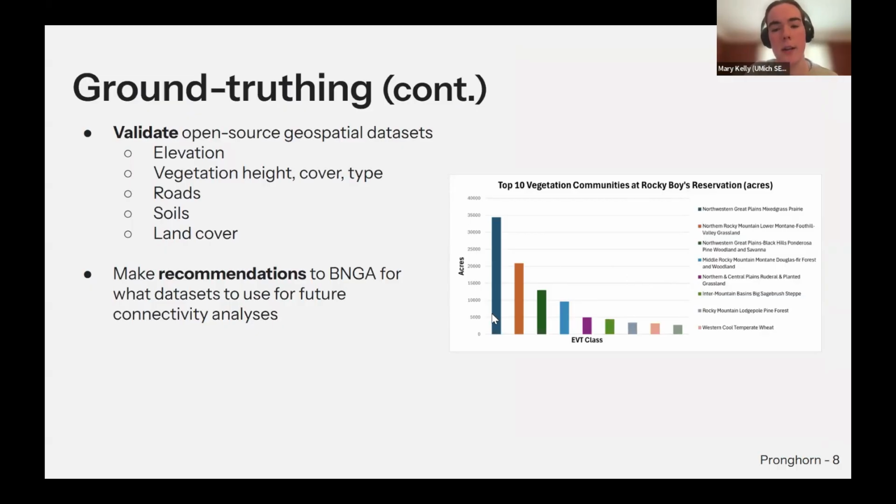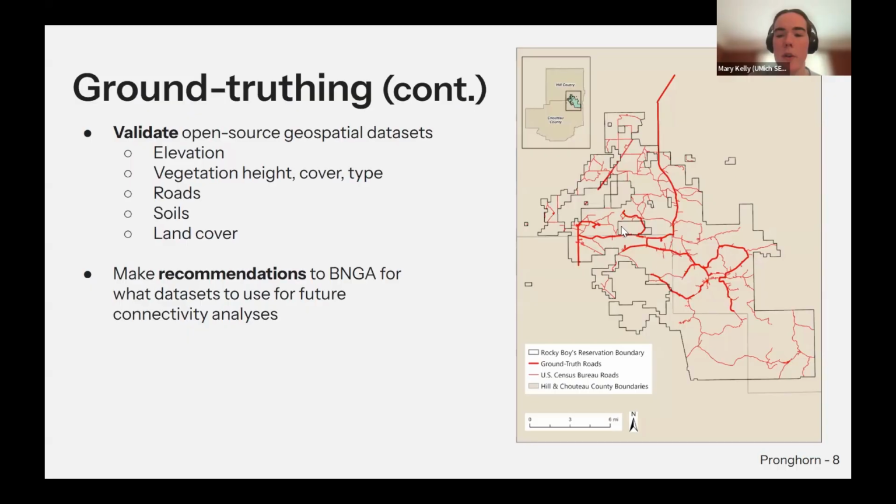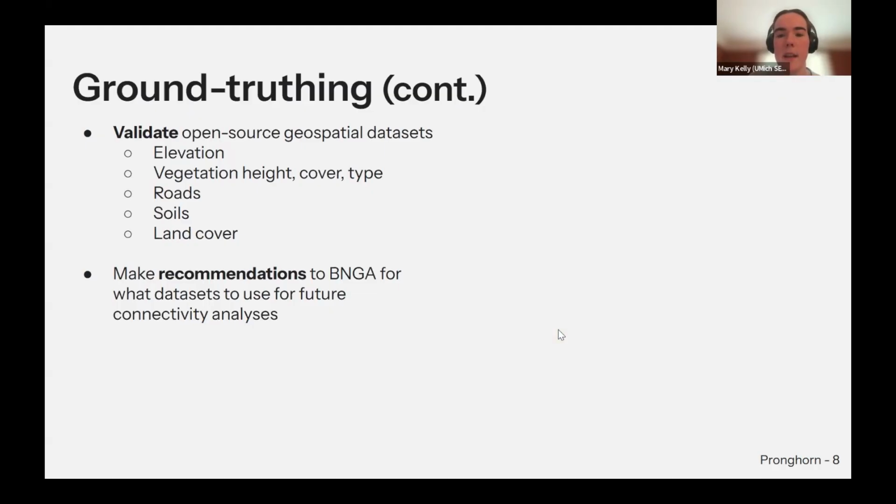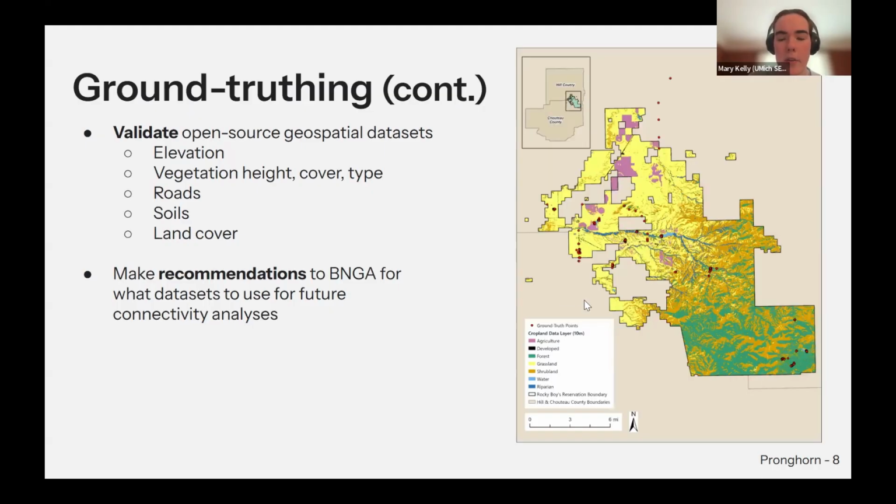We have kind of a bar chart here because mapping them would be quite an effort. There's around 50 different vegetation communities, so limiting them to 10 works well for this graph's purposes. We also looked at roads, so some US Census Bureau roads data contrasted with our ground truth roads, soil data, and then the last thing was land cover, so things like agriculture, forest, grassland, things like that.